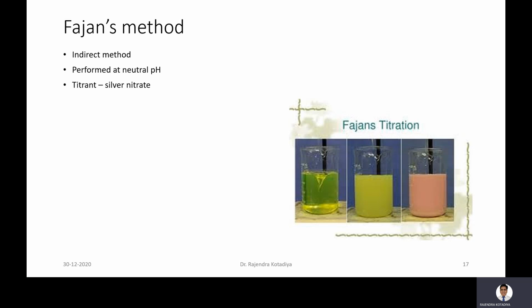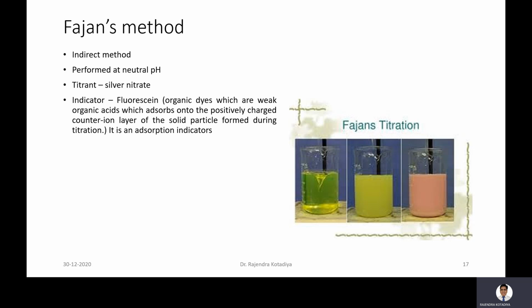The titrant in this Fajan's method will be silver nitrate. So the burette will consist of X molar silver nitrate solution, and the indicator is fluorescein. Here the indicator is very interesting and unique. Fluorescein is an organic dye, a weak organic acid, which has the capacity to get adsorbed onto the positively charged counter ion layer of a solid particle which forms during titration. So this indicator has the capacity to get adsorbed, and that is why it is known as an adsorption indicator, right?